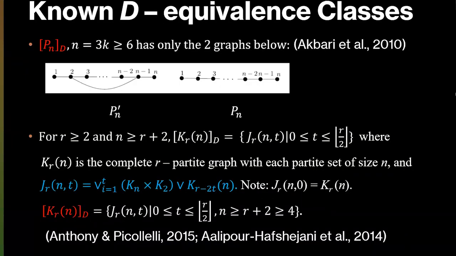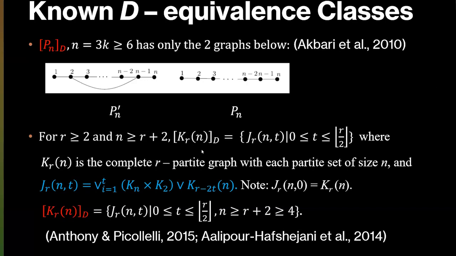So now, making use of what we have already known about D-equivalent classes of graph, we are able to come up with new results. Back in 2010, it was proven that this graph Pn and this Pn prime actually form a D-equivalent class of graph.